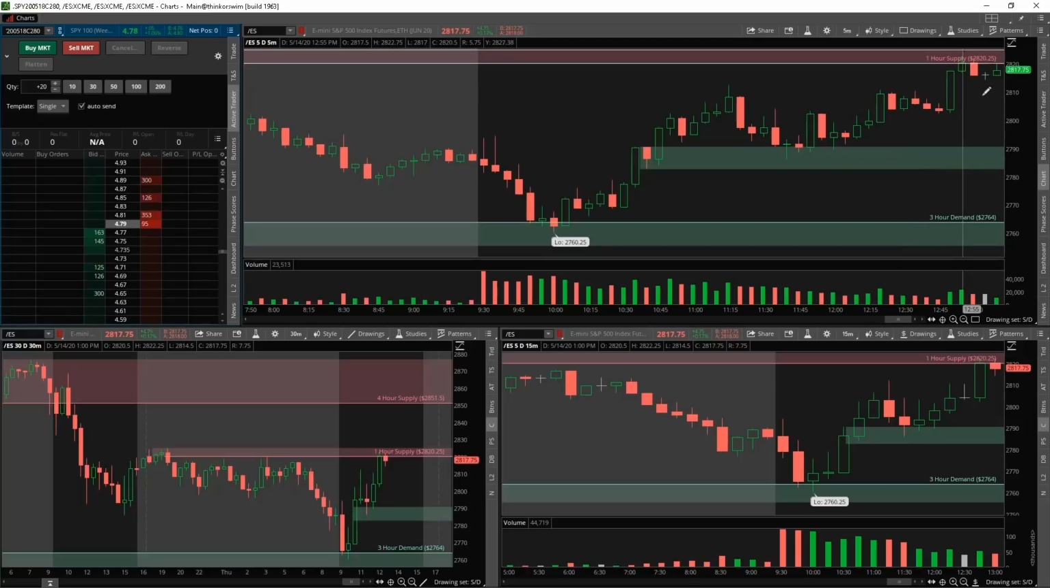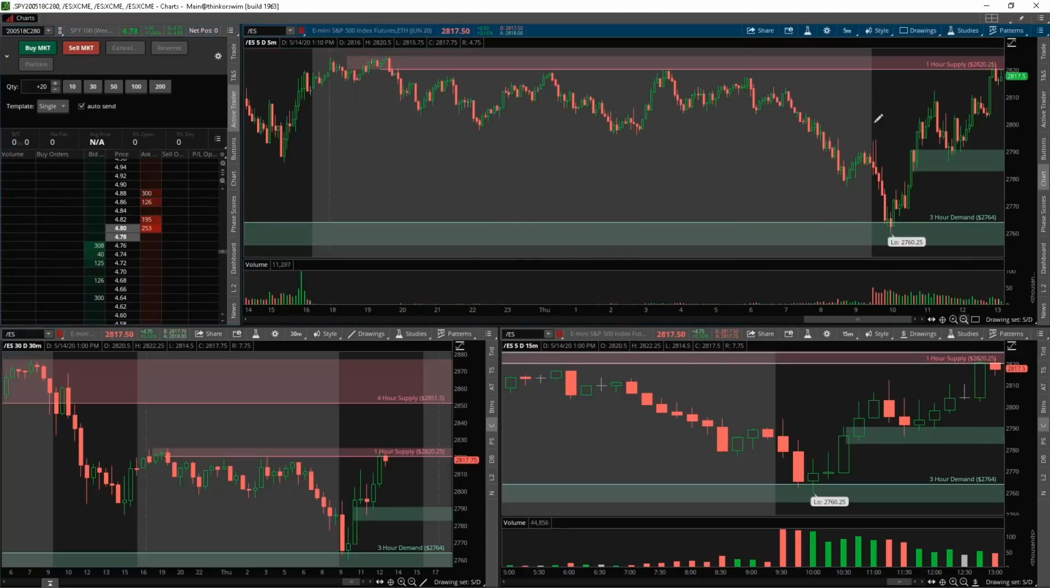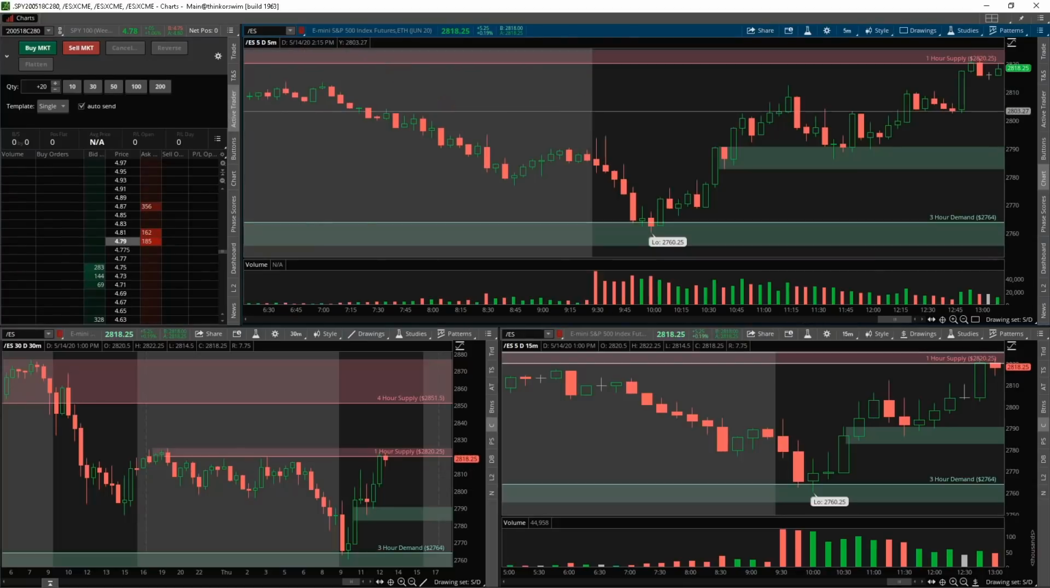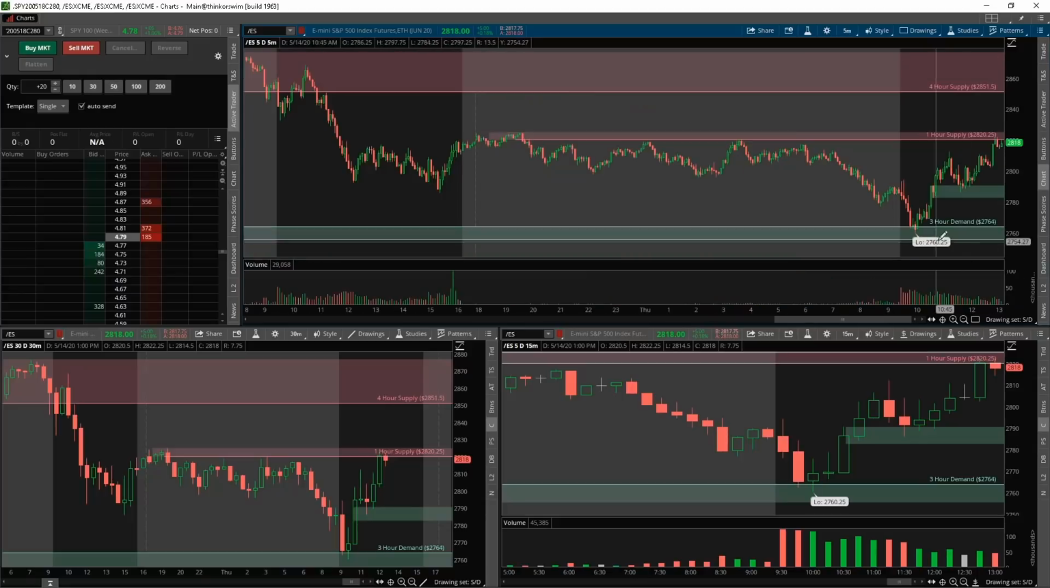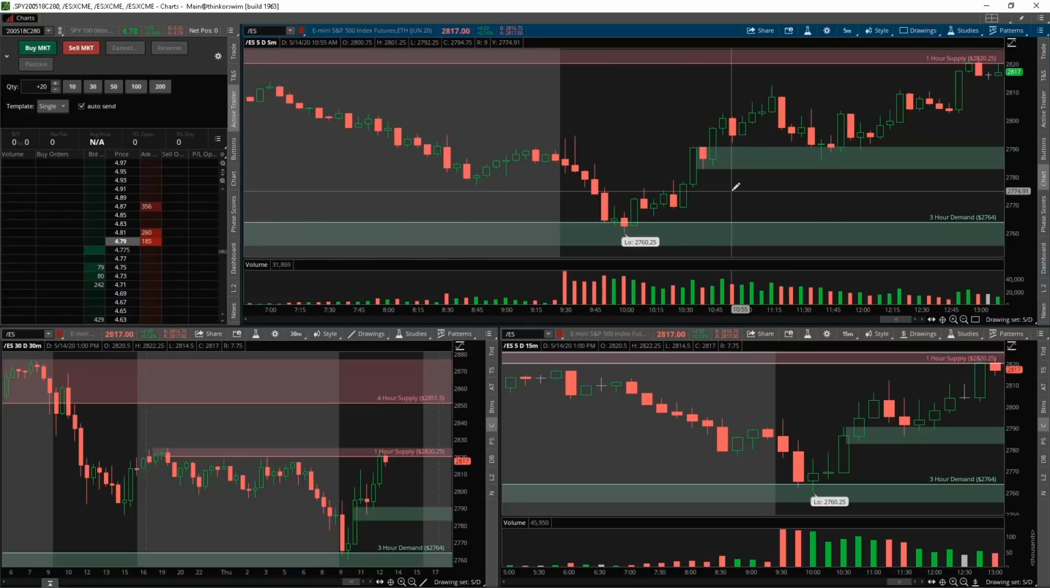We had a nice rally into 1 hour supply. This was a great trade. Execution wise, not even looking at the profits, execution wise, this was a perfect trade on my end. Stuck to the plan. I got long at demand. I knew we were going to have a nice rally because this 3 hour demand was a very strong level.